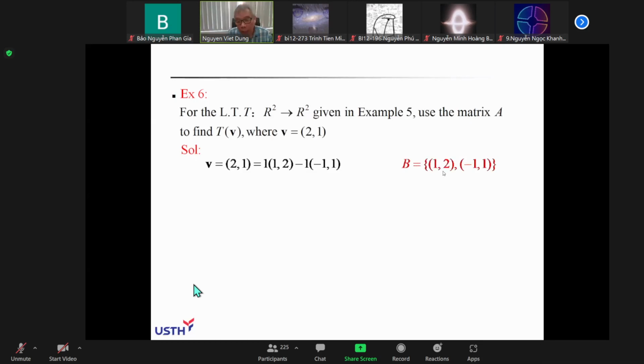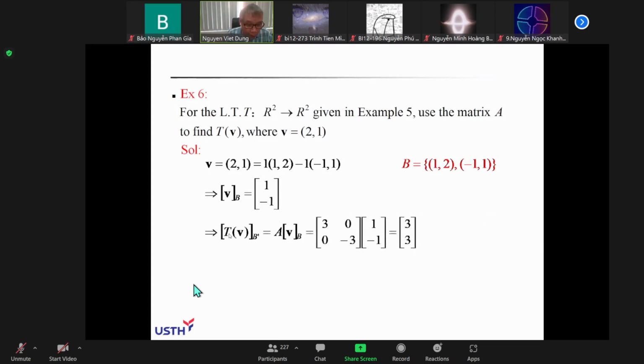B consists of two vectors. So we express V in the basis B. Then it has coordinates 1 and -1. So we say the coordinate of V relative to the basis B will be (1, -1). Then we apply the formula: T of V inside B prime equals A multiplied by V of B. A we know from the previous slide, and V of B we know is here. So we multiply them together, and we get that one. That is the way we do the exercise, the example.